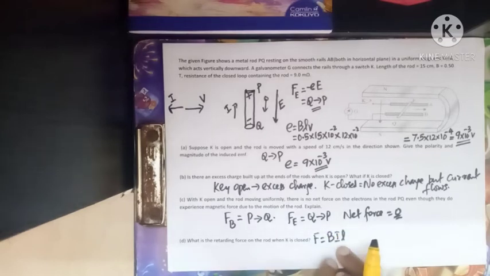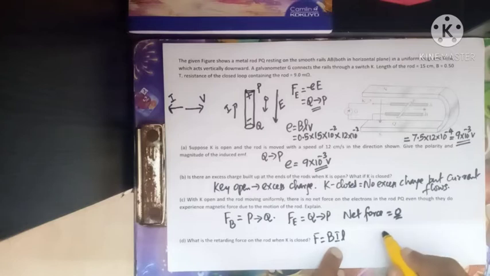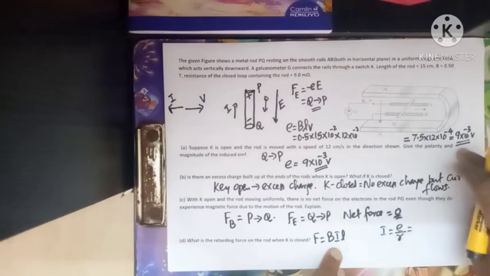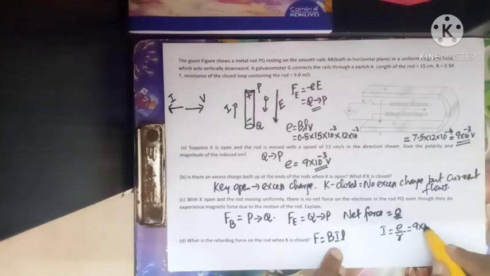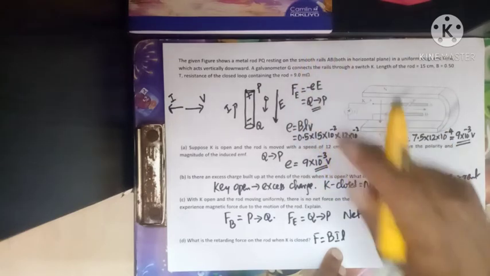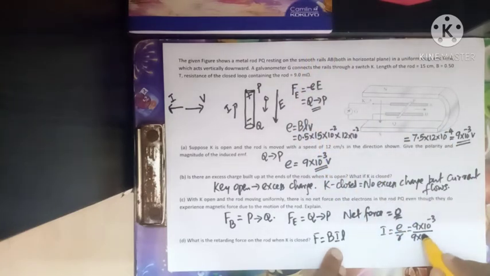But we need current. What is current? First we will find current. Current is equal to induced EMF divided by the resistance. What is induced EMF? 9 into 10 raised to minus 3 volt. And what is the resistance? Resistance is 9 milliohm, 9 into 10 raised to minus 3. They cancel. And what's the answer? 1 ampere. 1 ampere is the current.